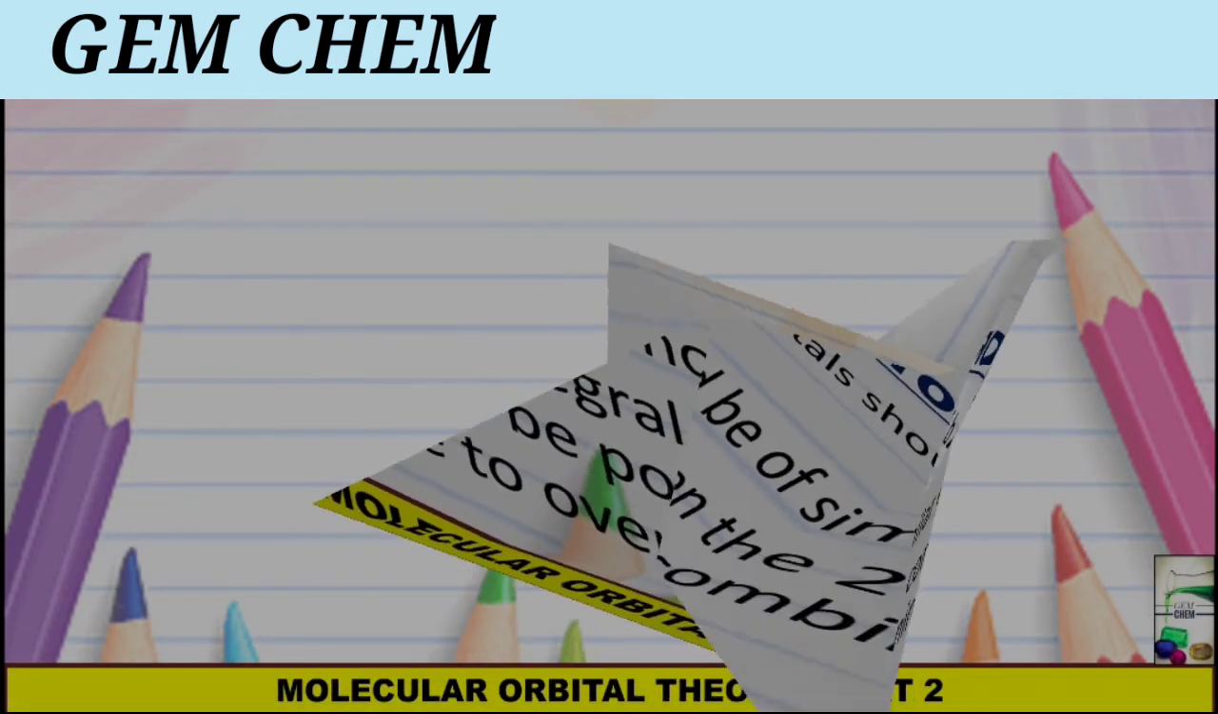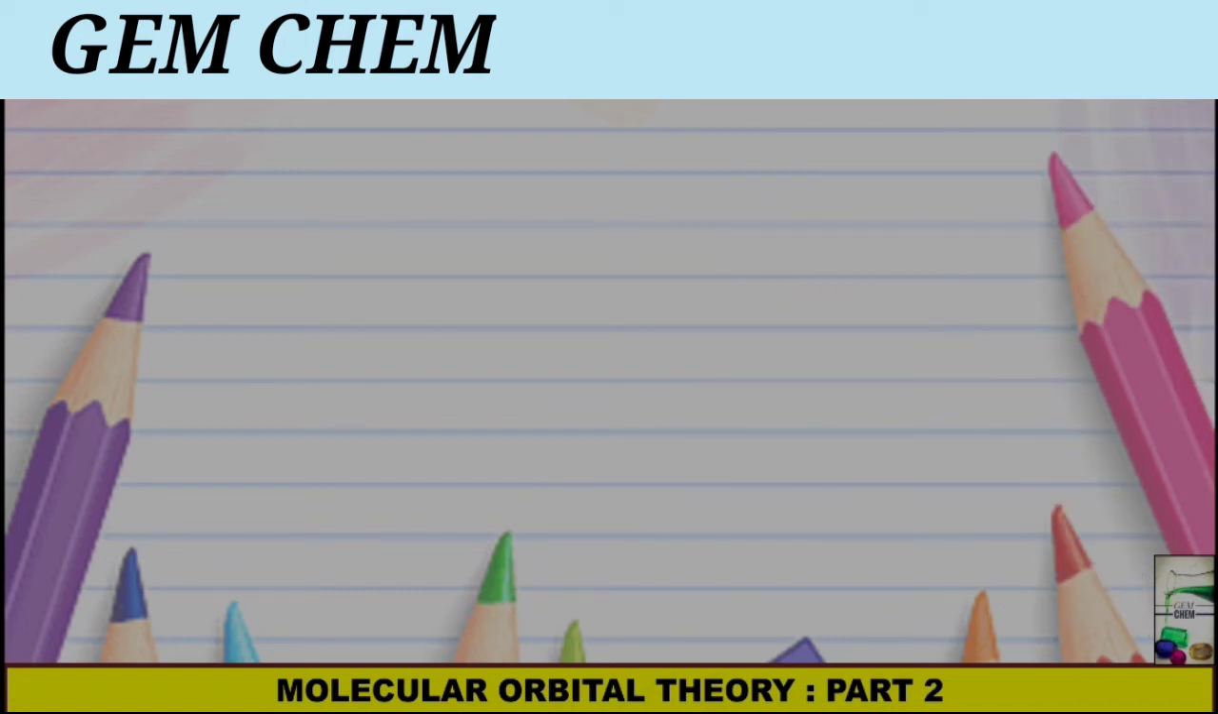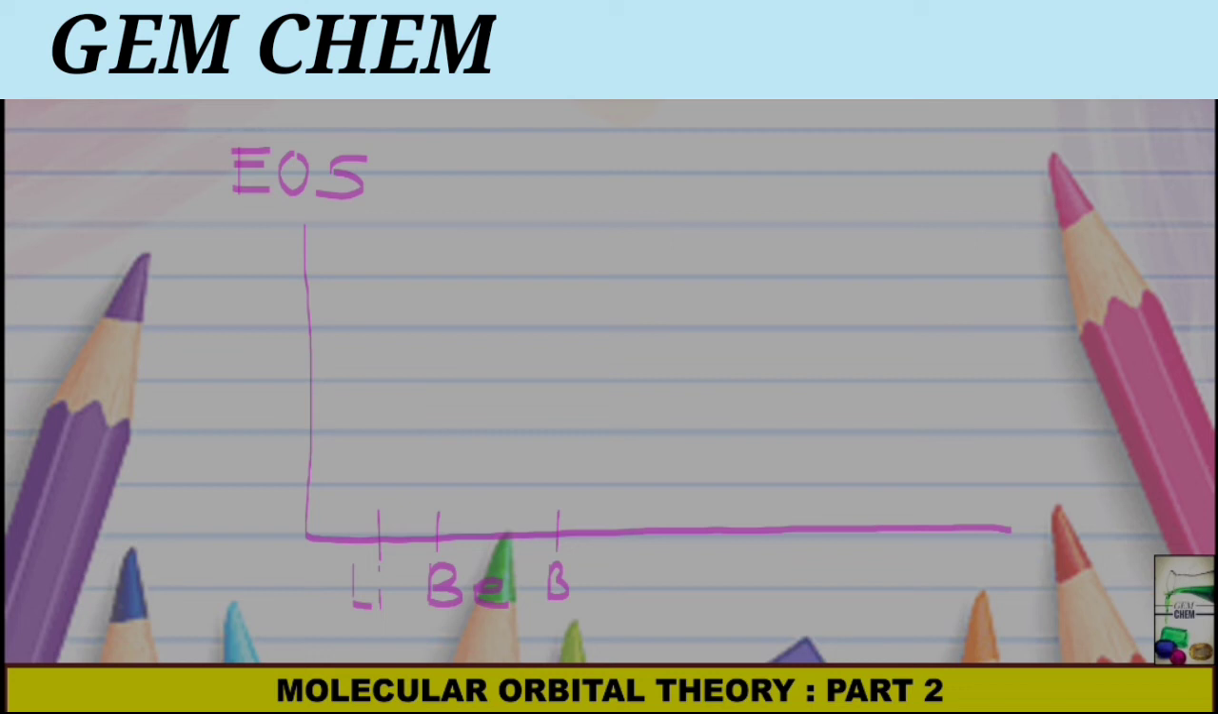Now we will see a few criteria of energy, orbital and symmetry in order to understand the drawing of the MO energy level diagram, which we will deal with in the next video. So let us see. EOS. Now this E stands for energy, O stands for orbital and S is for symmetry. Now if we try to draw a graph, then we have first lithium, next we have beryllium, next we have boron, carbon, nitrogen, oxygen, fluorine, and now here we have energy.